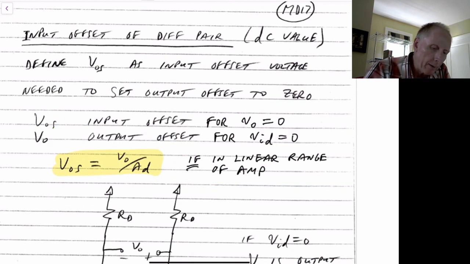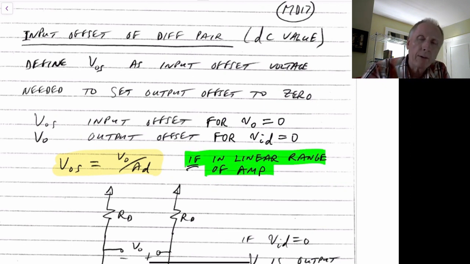So if we are in the linear region, so if we assume it never leaves the linear region, which is often not going to be the case if we just zero our input, because our offset times the gain might be so large that it saturates. But assuming it doesn't saturate, then the input offset should equal the output offset divided by the differential gain.